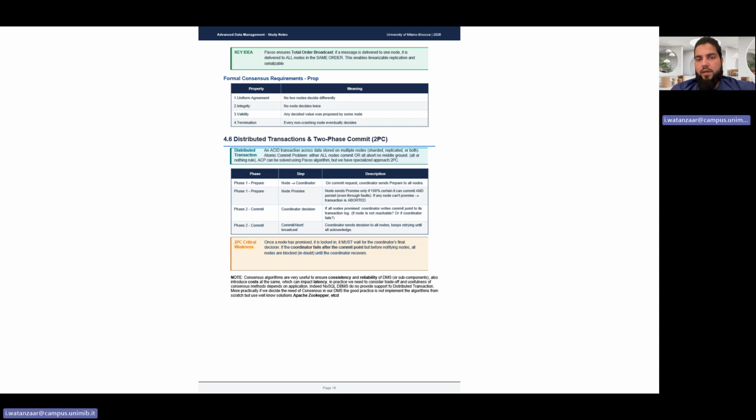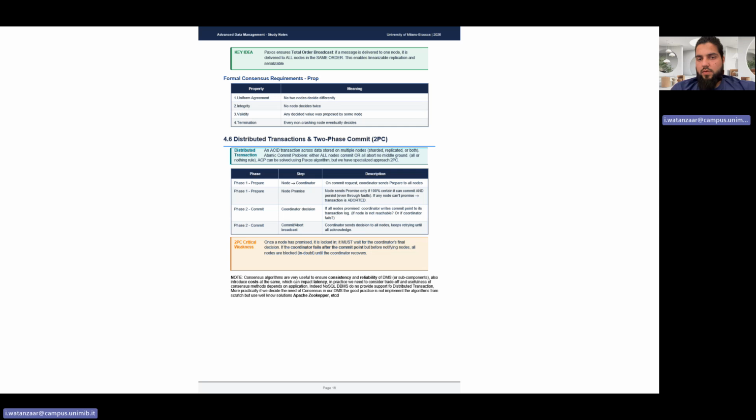Atomic commit, like consensus, can be solved using the Paxos algorithm, but we also have specialized approaches. So far, when such problems arise in consensus, we try to solve them with Paxos, but we also have specialized approaches like 2PC, two-phase commit. It is similar to what we saw in Paxos, where the first two phases were prepare and promise, and the last two were accept and accepted. But it is a little different: phase one is prepare, and the last one is commit.